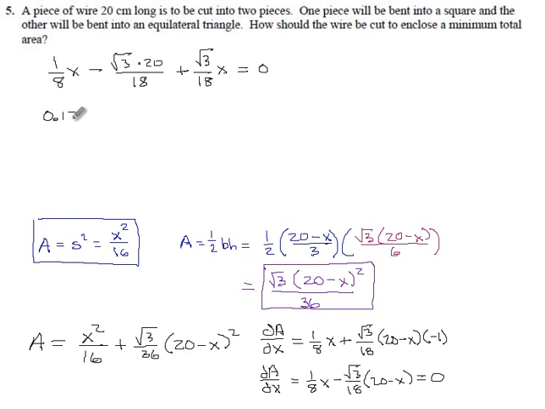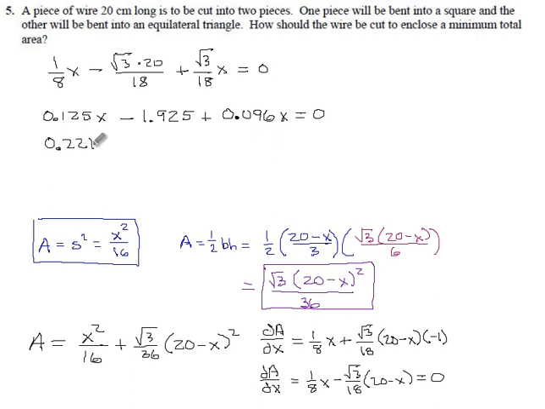1/8 is 0.125x minus, out comes the calculator, root 3 times 20 divided by 18 gives 1.925. And then we have root 3 divided by 18, which is 0.096. All the others are to the nearest thousandth, so I'll do that here as well: 0.096x, and all that together must equal 0. These are like terms because they both contain x, so we can add those up. 0.125 plus 0.096 is 0.221.